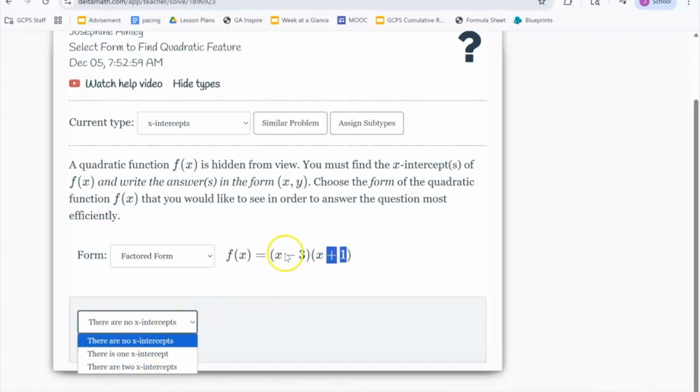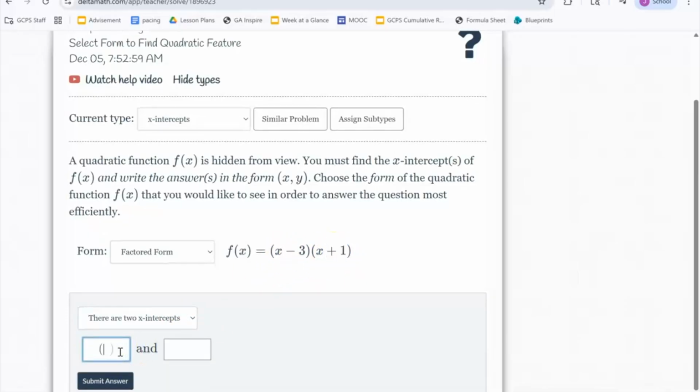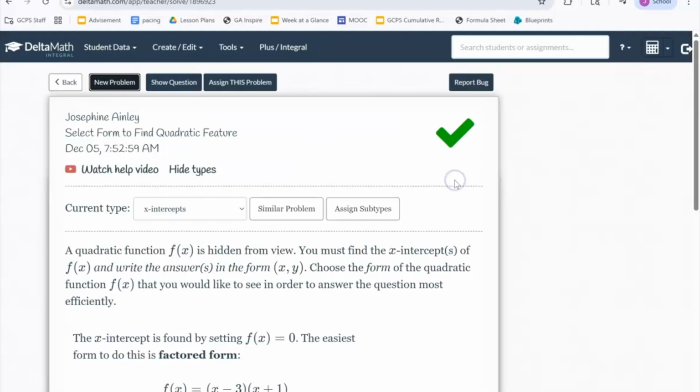How many x-intercepts are there? 2 of them, because there's 2 solutions. So I do boom, and I go +3, and then 0, because of the x-intercept, the y is 0. And then I go -1, comma, 0. And again, you can type it into Desmos to double check. I'm just not going to do that.